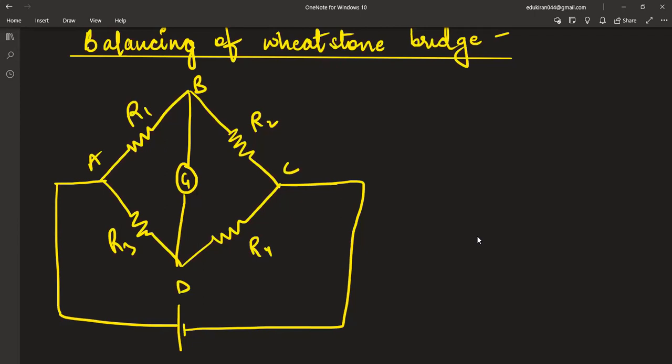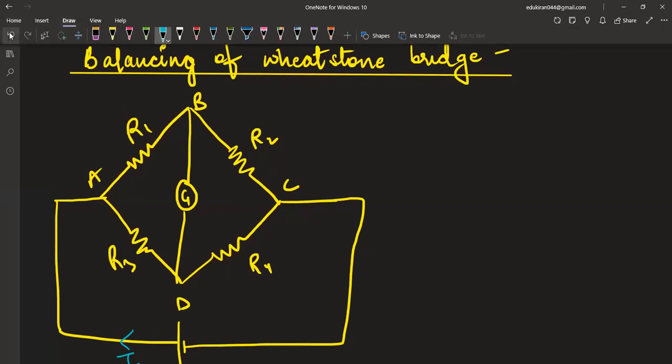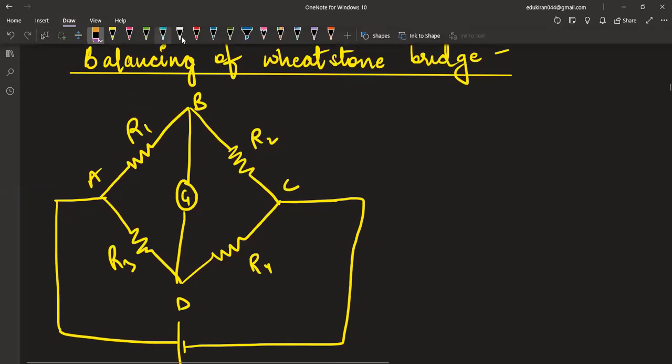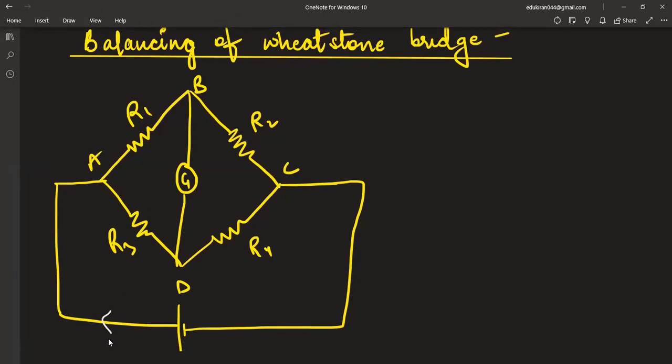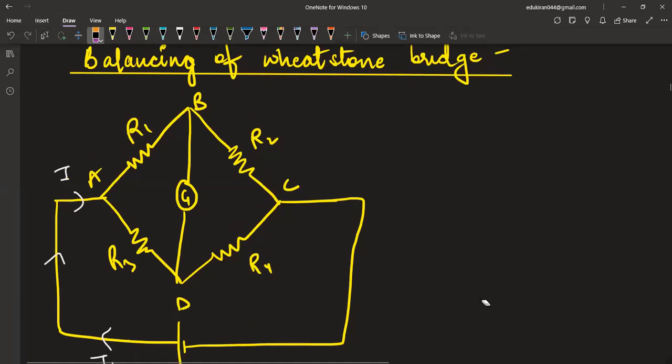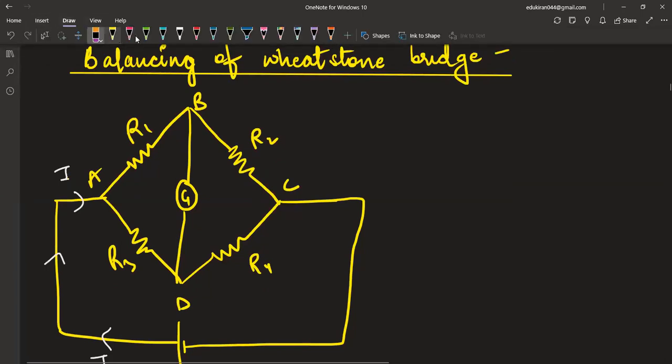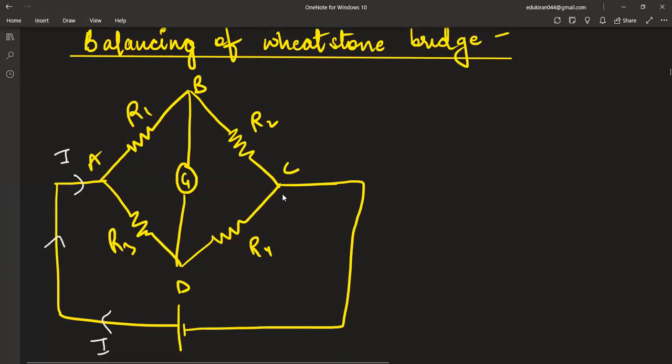This is the circuit we have. This is how we start the questions. Let's say the entire current is I, which is coming. Let's say total current, I am taking this as I. This is the total current. So ultimately I have to get I back here.